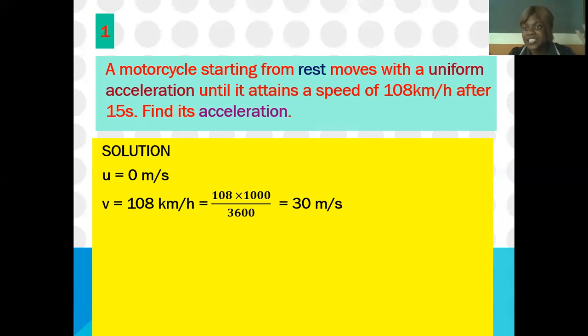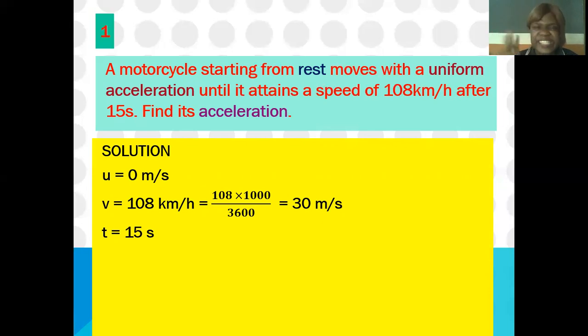That's our final velocity. Okay, one more parameter: our time. That body took 15 seconds to complete that short motion, right? So our time is 15 seconds. Now, what were we asked to find?